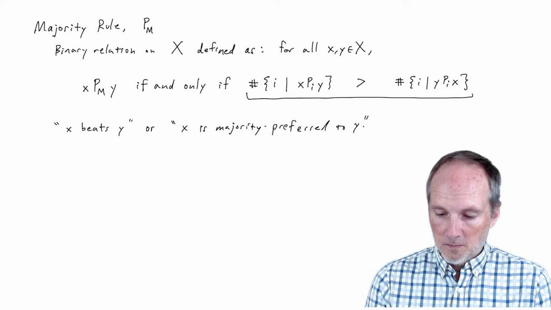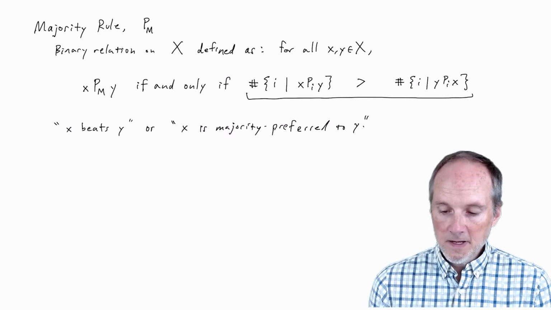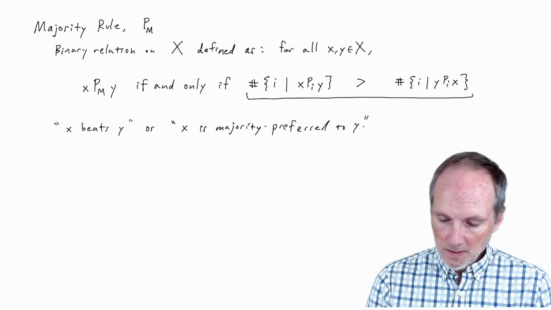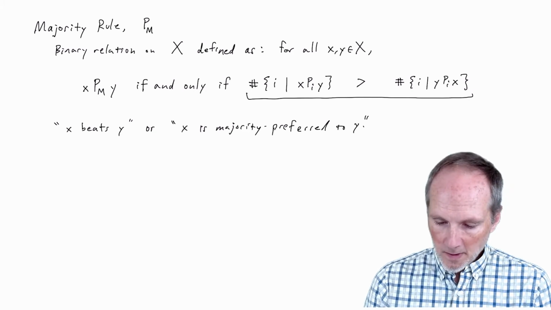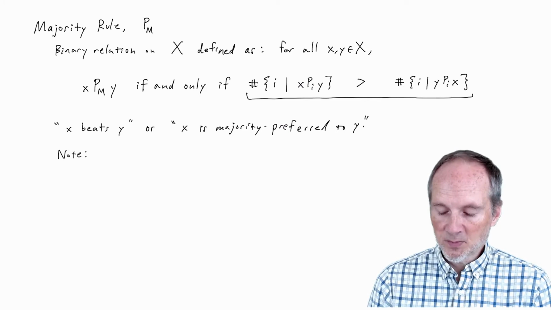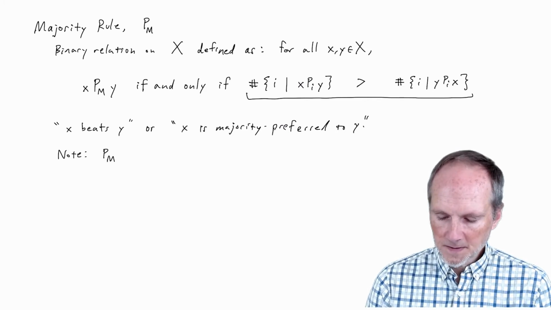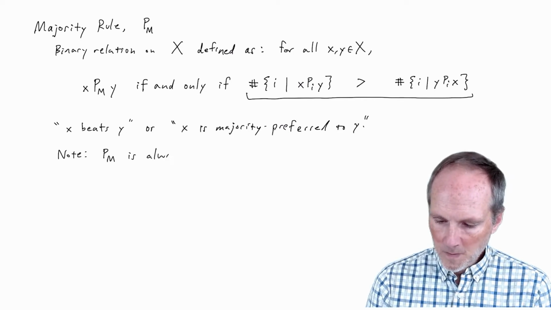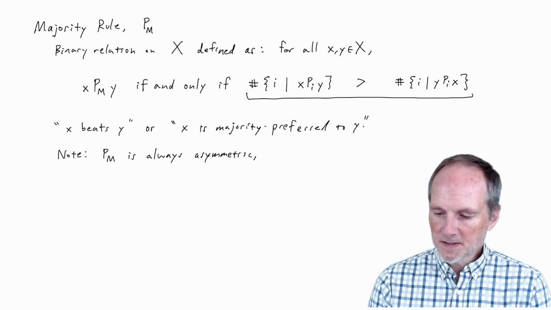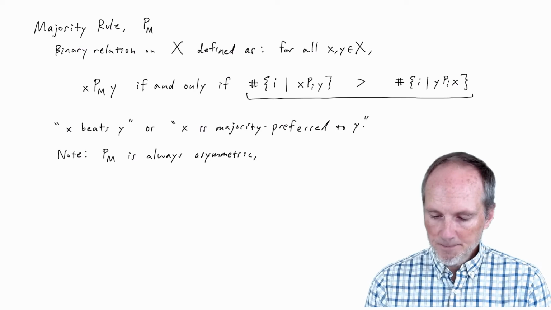This relation we've defined, I might call the majority preference relation or strict preference relation. On that note, I want to point out that like a strict preference relation, this majority relation we've defined is always asymmetric. Right? So you can't have this strict inequality going in both directions at the same time.